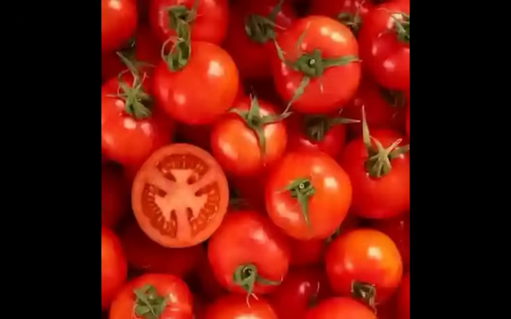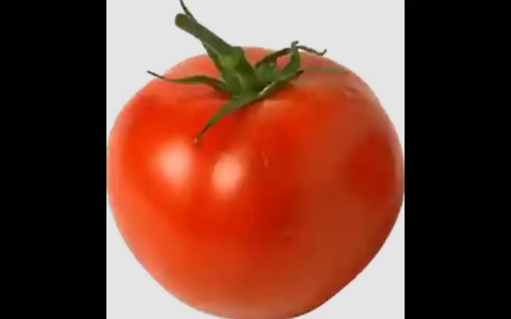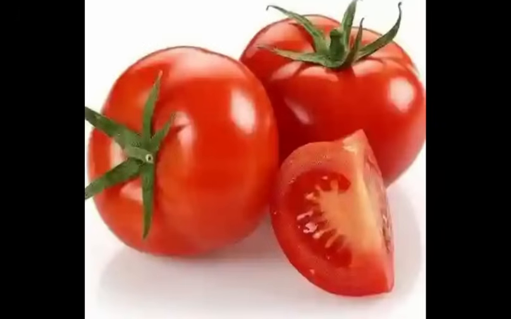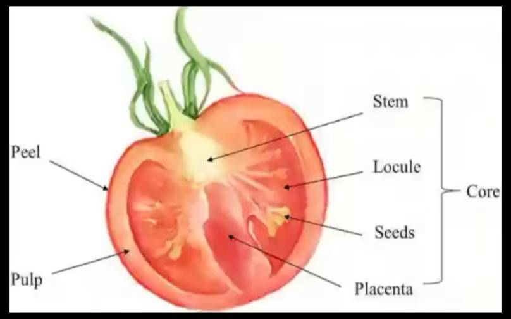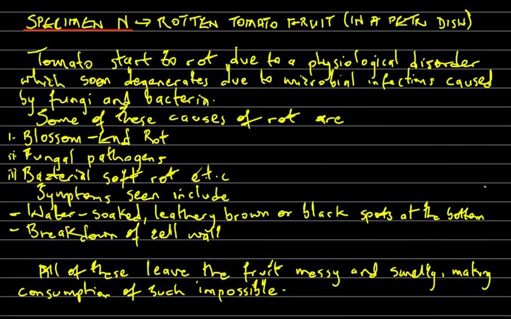You can see that particular specimen. It has a fresh outer coating. That is how the specimen looks. And then when this particular specimen is not properly stored or preserved, we can have what our specimen N is, which is a rotten tomato fruit. Tomato starts to rot due to a physiological disorder, which soon degenerates due to microbial infections caused by fungi and bacteria.